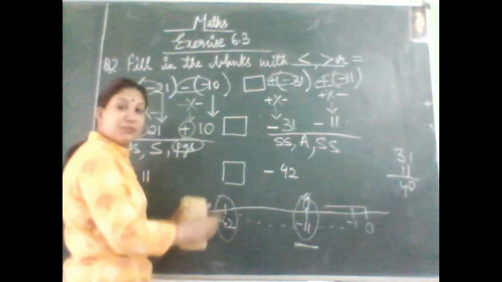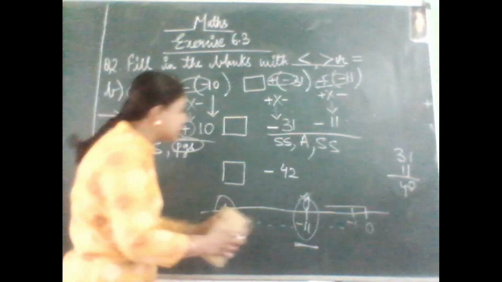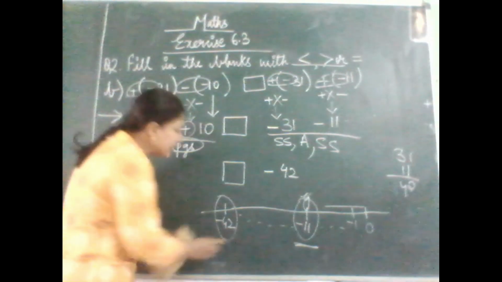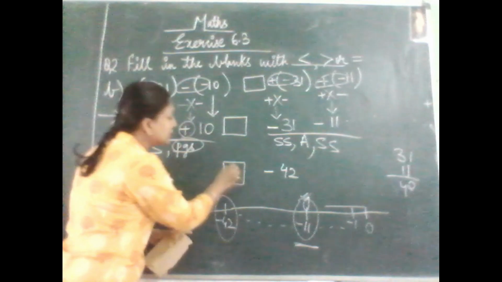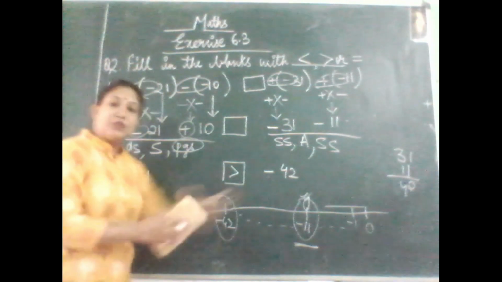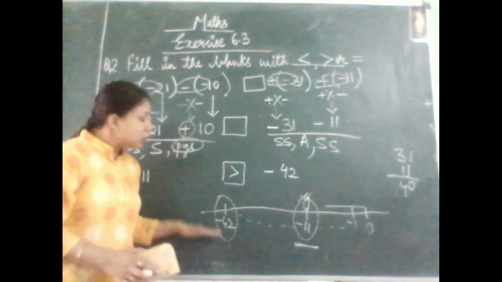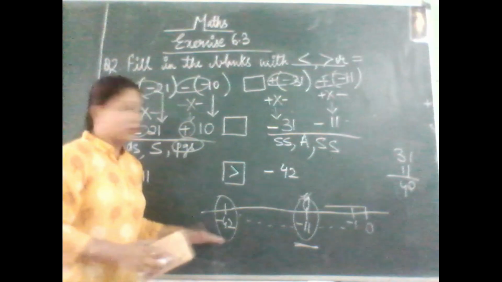11. So the number which is more towards the rightmost side is greater, and the number which is on the left-hand side is smaller. That means 42 is smaller, minus 11 is greater. So we have done both the ways. So when you see this number line, one conclusion we can also draw.